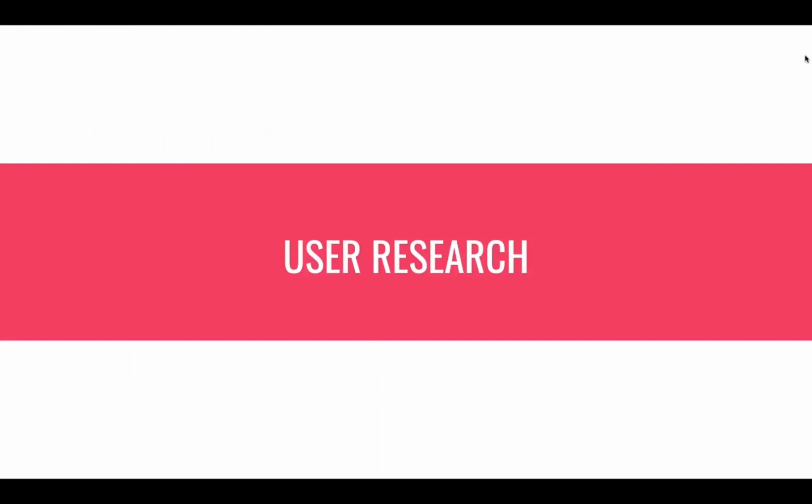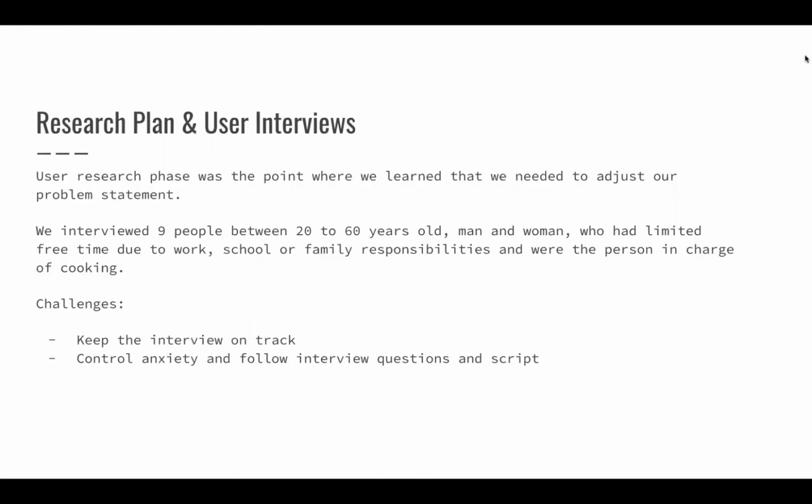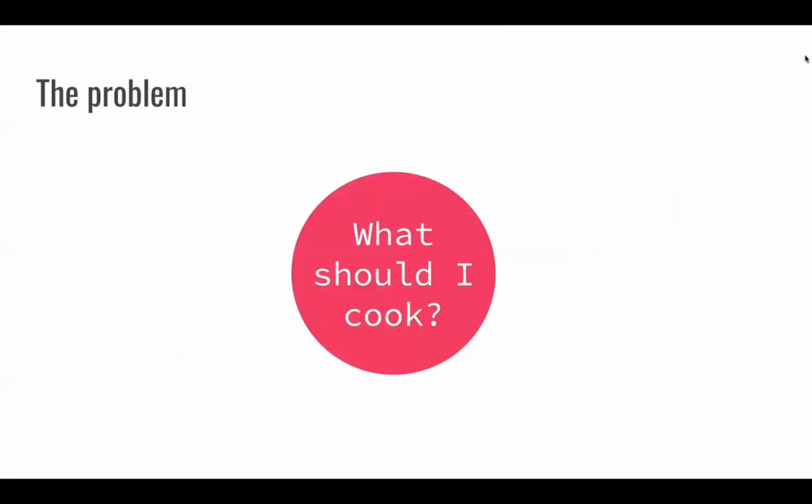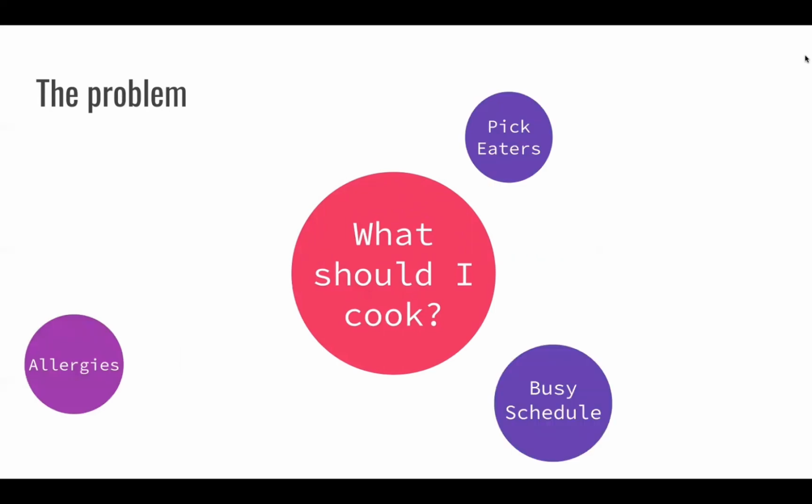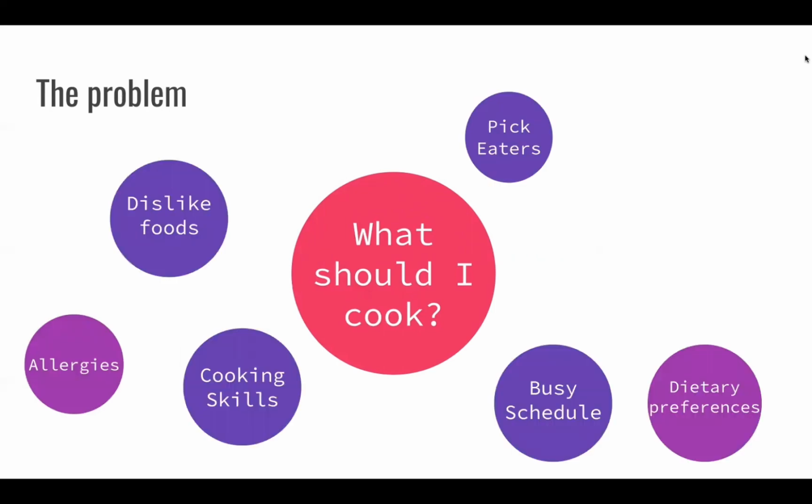During user research, we interviewed 9 people who had limited free time due to work, study, or family responsibilities, and were the person in charge of cooking. After the user research phase, we learned that we needed to adjust our problem statement. We changed our problem statement because we listened to our interviewees, how they think about their recipes and meal plan.